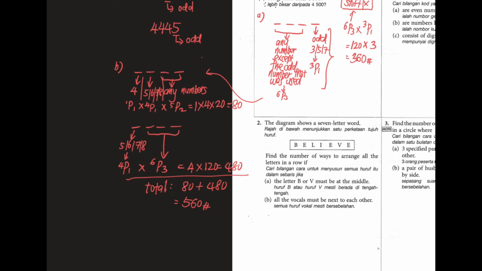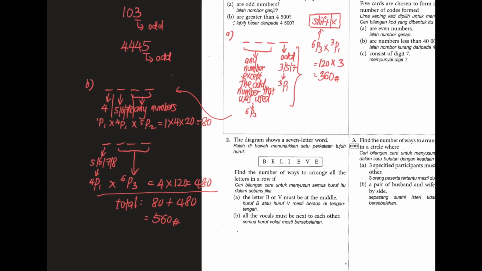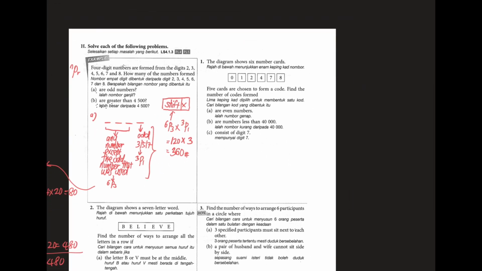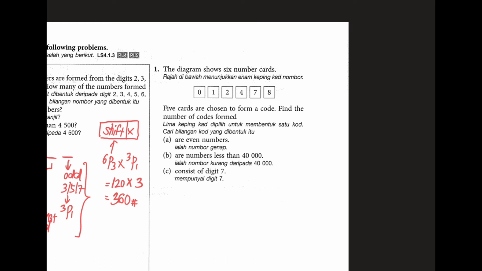Okay, let's say one more. Okay, one more example. Okay, so question 1, let's say. 5 cards are chosen to form a code. Find the number of codes formed that are even numbers. Okay, so a number is an even number if the last digit is even.